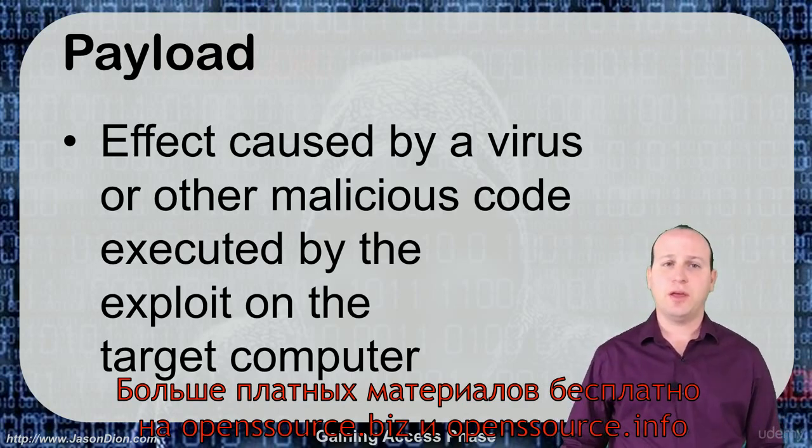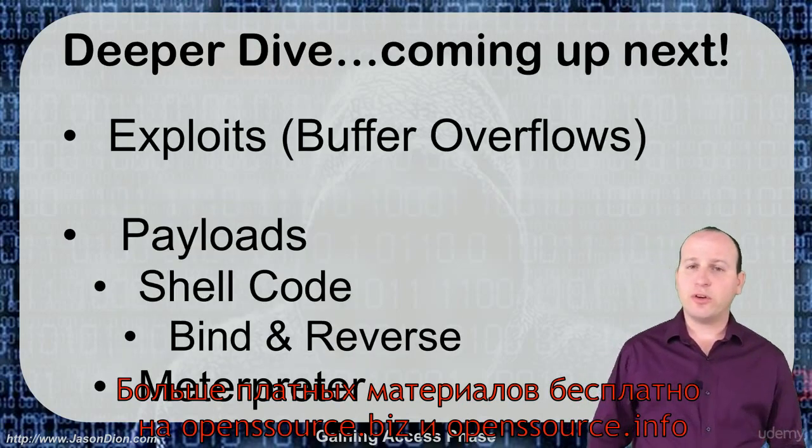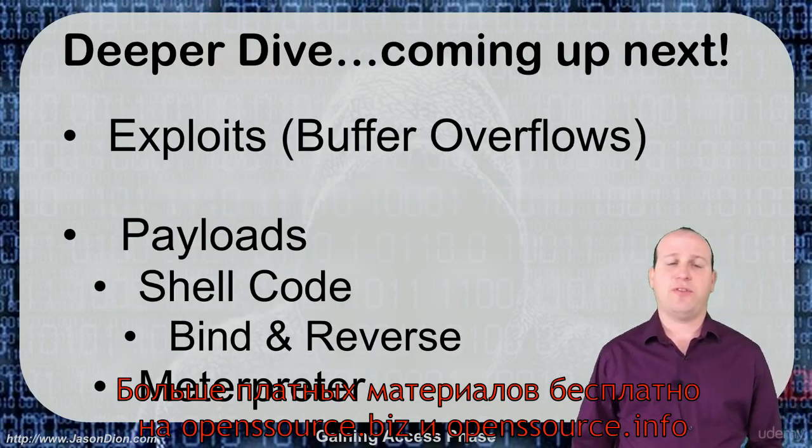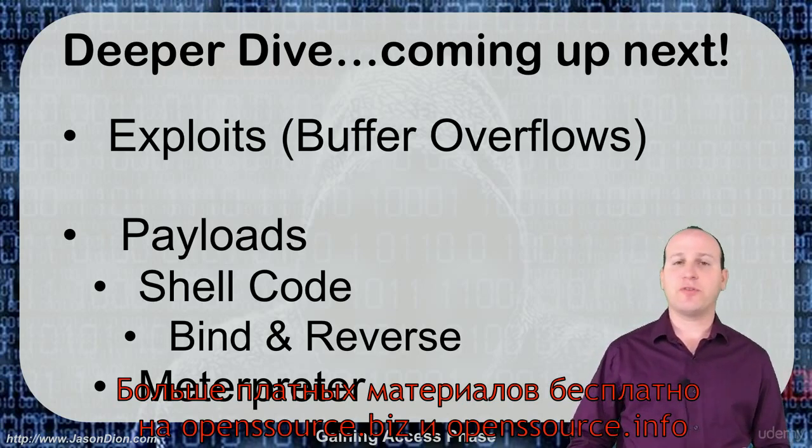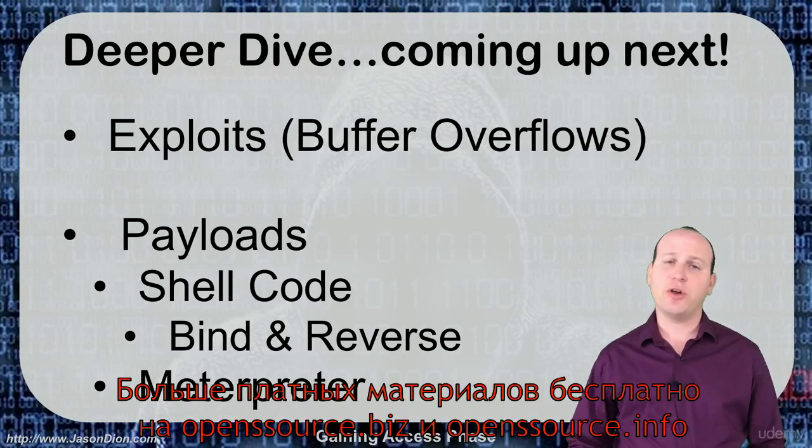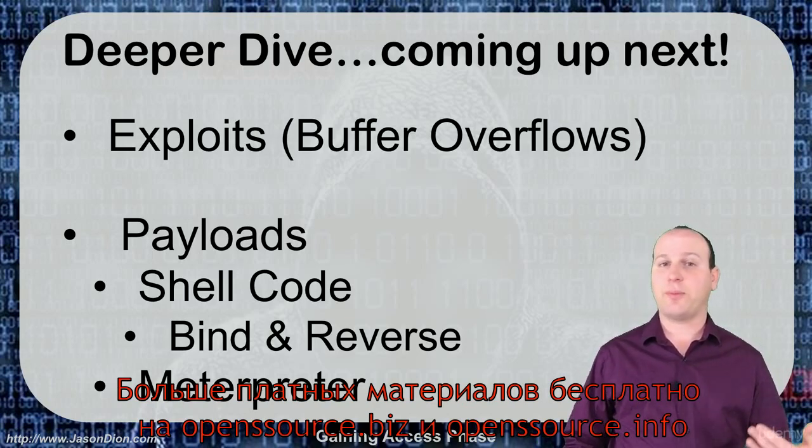Now, as we go into our next couple of lectures, we're going to go into a deeper dive here. We're going to go into the lab environment, and we're going to walk through how a buffer overflow occurs, what a buffer overflow is, why it occurs, and how we can use that to our advantage. We're also going to talk about different payloads. We're going to talk about shellcode. We're going to talk about bind and reverse shellcode. And we're also going to go into talking about Meterpreter, which is a specific type of shellcode that we use inside the Metasploit environment, the Metasploit framework that we're using as our attack platform.